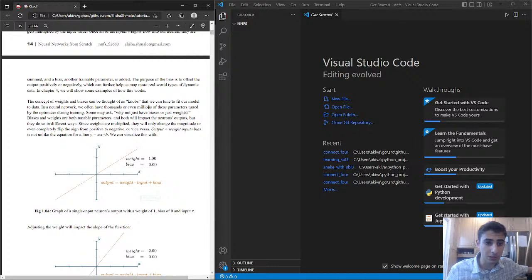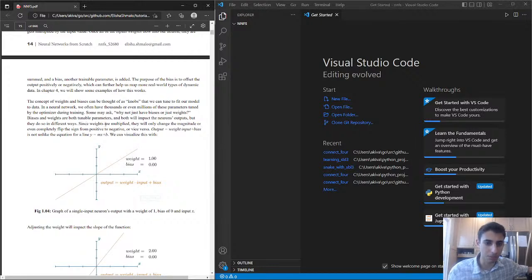We often have thousands or even millions of these parameters tuned by the optimizer. The optimizer is the thing that tunes stuff. Some may ask, why not just have biases or just weights? So why do we need both the weights and the biases? Again, the weights are these lines essentially, and the bias is for each neuron. Each neuron has a bias. Biases and weights are both tunable parameters, and both will impact the neuron's outputs. So they have that in common, but they do so in different ways.